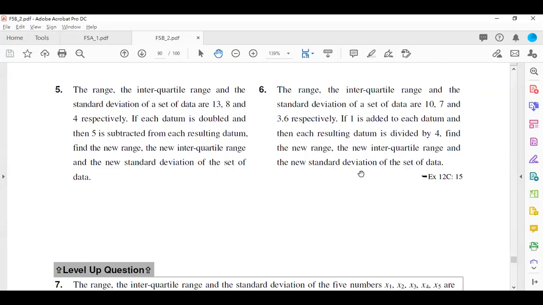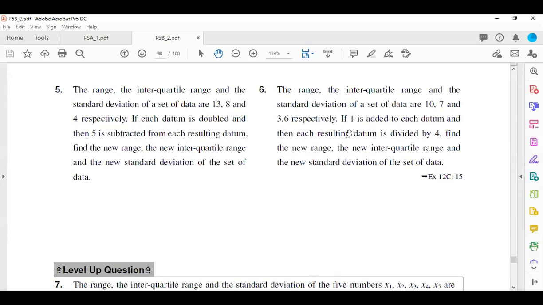So let's go back to page 90 of the math book, okay? Yesterday we were talking about changing the data, and then we studied the effects of changing the data on the range, interquartile range, and the standard deviation, okay? So basically, if you add the same number or subtract the same number from every data, then there will be no change on the range, no change on the interquartile range, no change on the standard deviation.